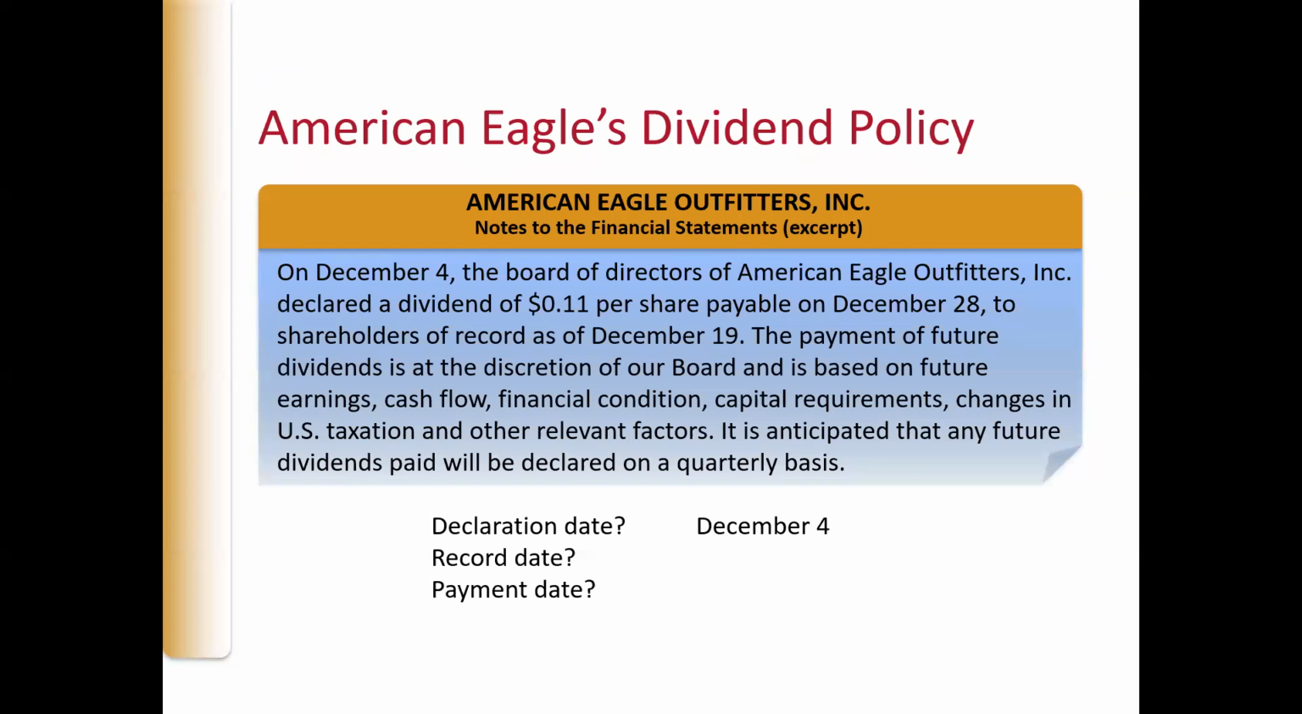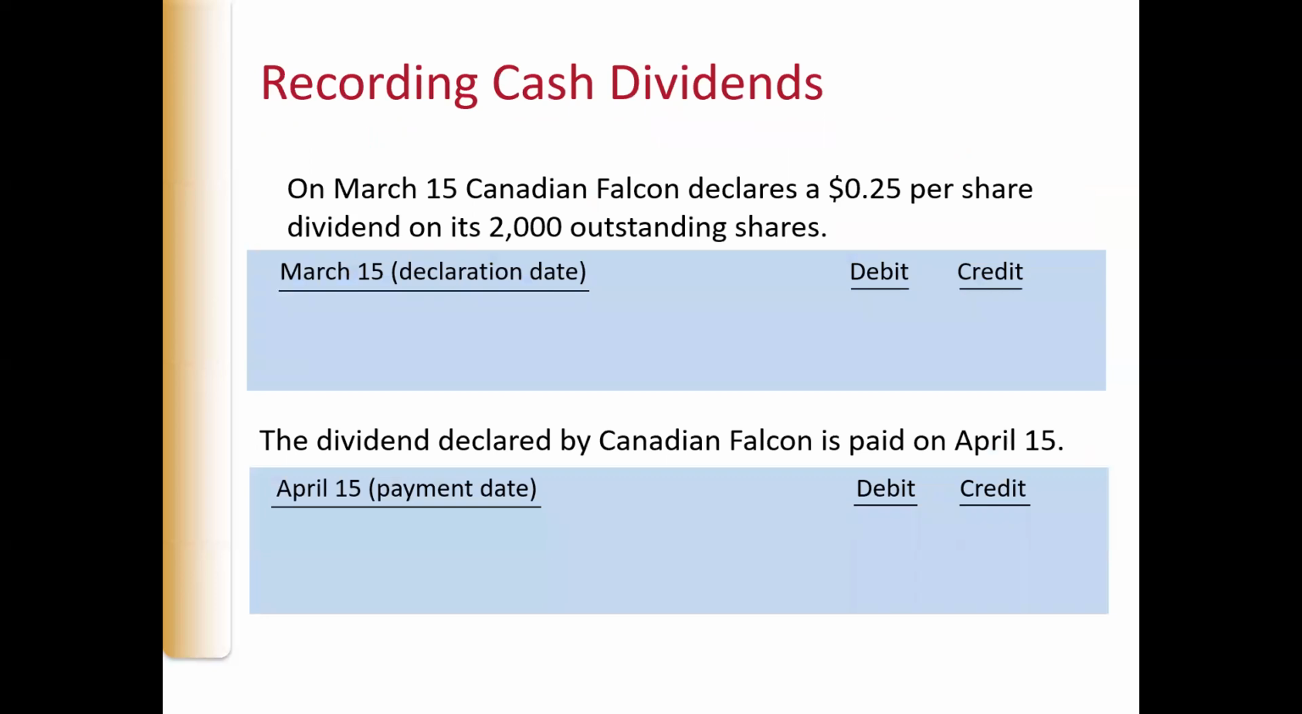So in this example, when you see American Eagle, on December 4th, the board of directors decides they are declaring a dividend. That's the declaration date. They're going to pay a dividend of 11 cents per share. That's payable on December 28th. That's the payment date, to shareholders of record as of December 19th. That's the record date. Know that on the record date, there is no journal entry that needs to happen. Journal entries will occur on the declaration date and the payment date.